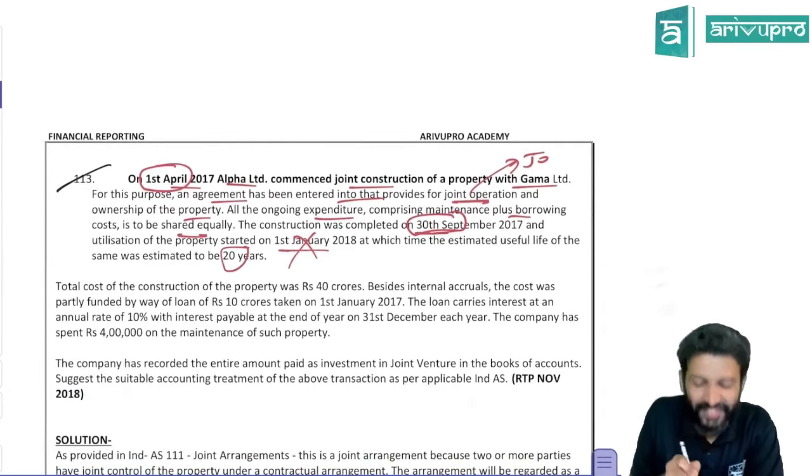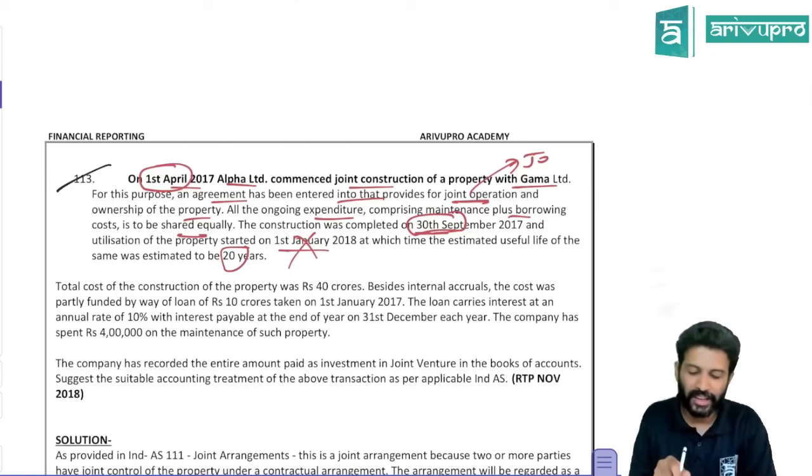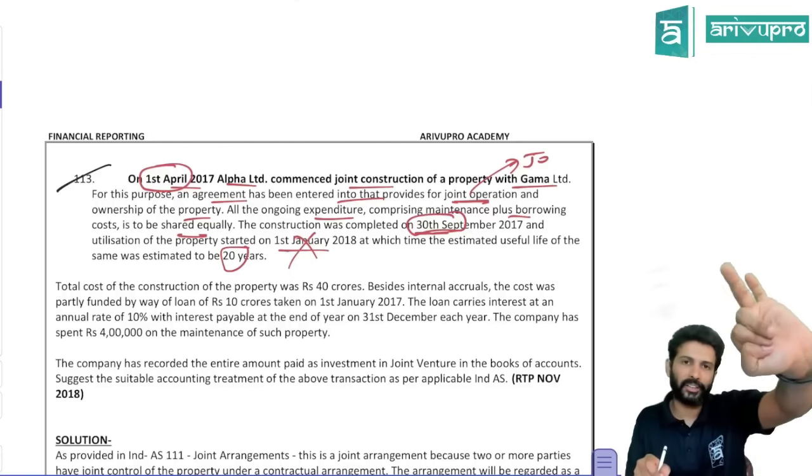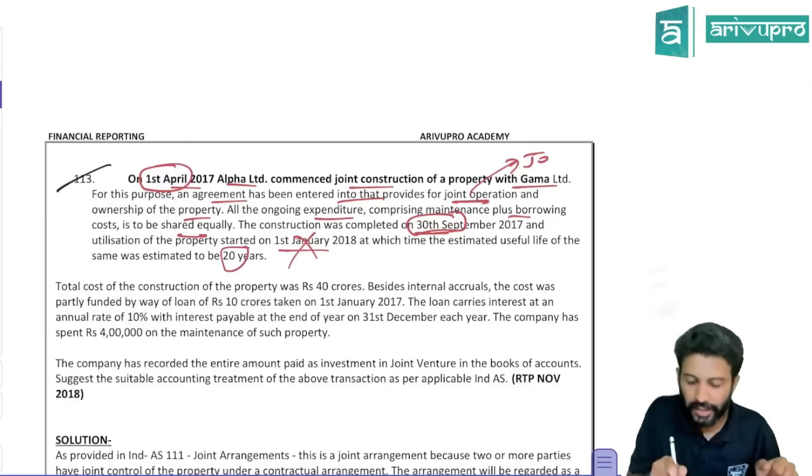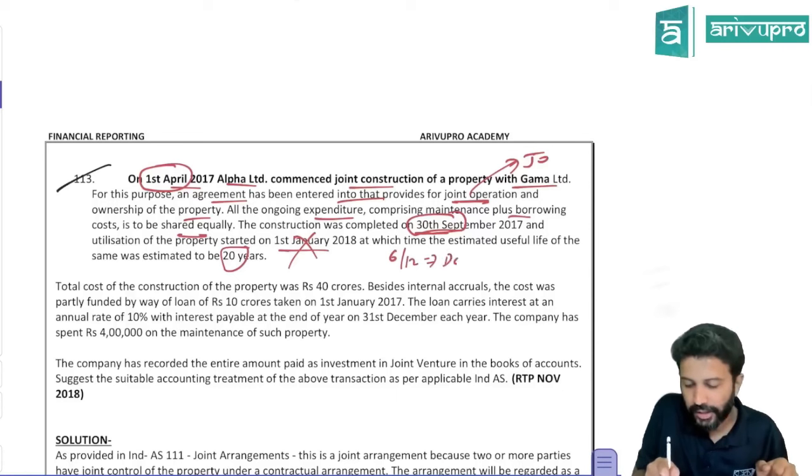Okay. Useful life they've told is 20 years. So in the current year, from October, November, December, January, February, March, that is 6 months, we need to calculate the depreciation for the current year.